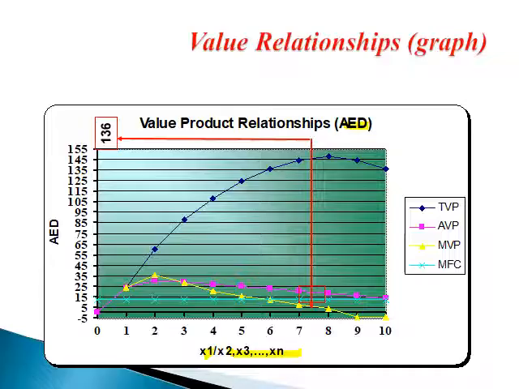Surprisingly, it's not surprising, actually it is common sense, that the blue line is the total value product or total revenue function, which exactly looks like the production function. Average value product, which is the pink line, exactly looks like the average physical product function. The yellow line, which is the marginal value product of the variable input, looks exactly like the marginal physical product of the variable input.